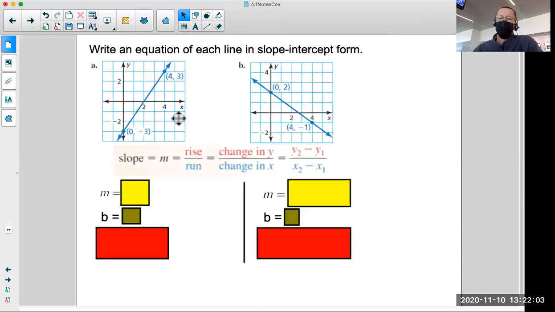Let's take a look at this. Write an equation of each line in slope-intercept form. Remember what slope is, m, rise over run, the change in the y coordinates over the change in the x. So if we're looking here, and let's use this, what are our y coordinates for these 2 points that they have selected here? Aren't they 3 and -3? So you could write this as 3 minus -3 over, what are the x coordinates? 4 minus 0.